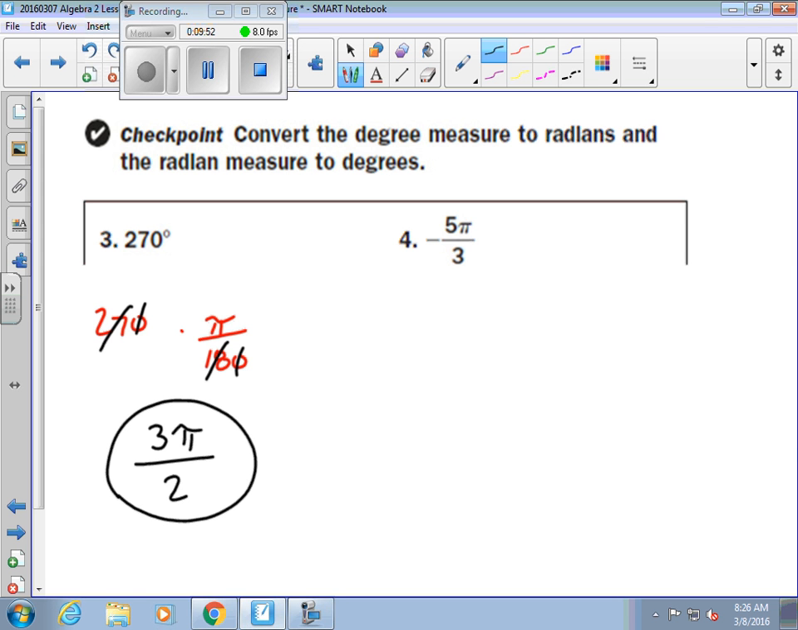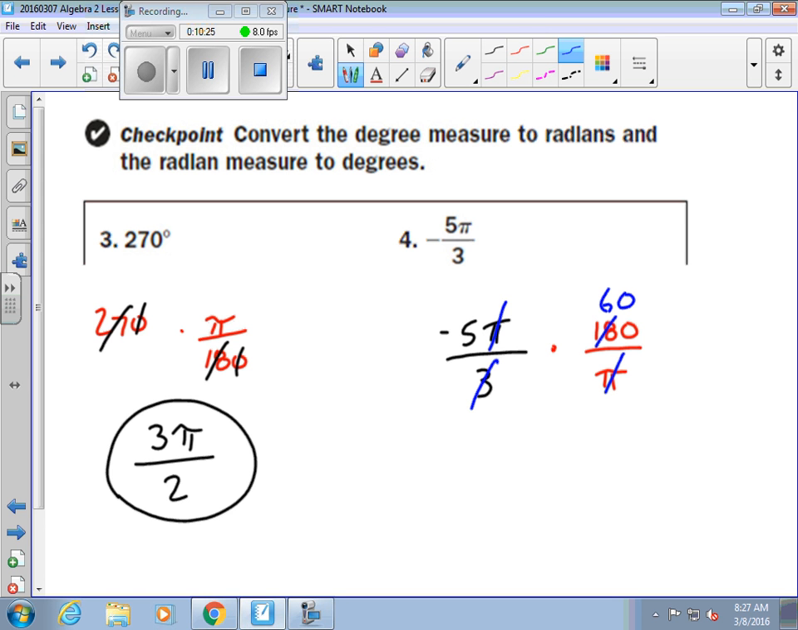Negative 5 pi over 3. Converting that one into degrees. Remember, you want to eliminate the pi. So multiply it by pi at the bottom, 180 over pi. This will cancel out this. Does 3 go into 180? Yes, it does. 3 goes into 18 6 times, so it goes into 180 60 times.